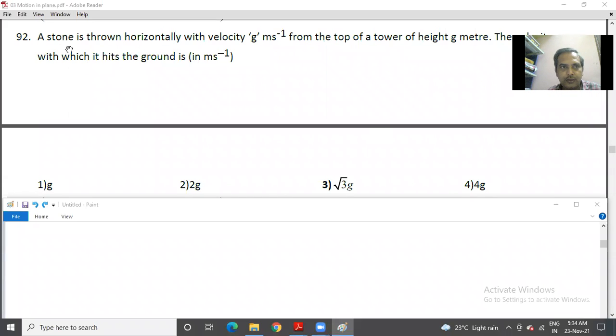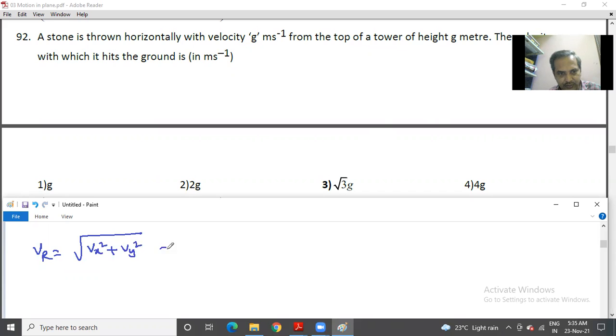Let us proceed to another question. A stone is thrown horizontally with velocity g meter per second from the top of a tower of height g meters. So what we need to find out is the velocity with which it hits the ground in meter per second. So just now we have written that V resultant is equal to root of Vx square plus Vy square. Vx we got u, but square. Then Vy we got gt, whole square.